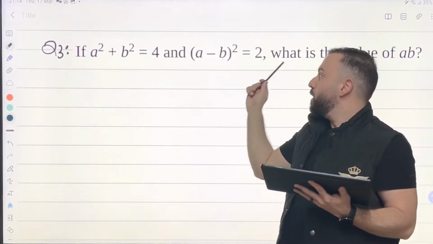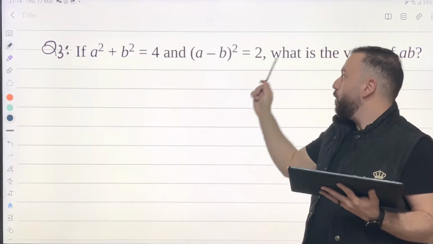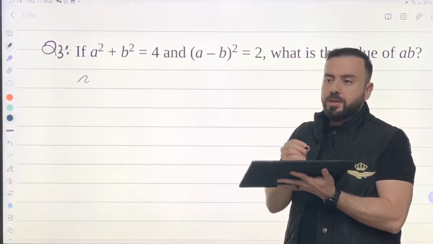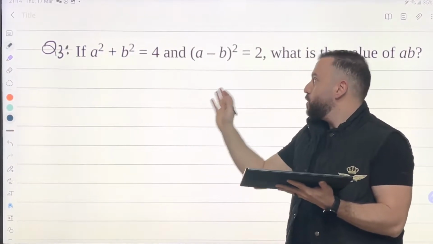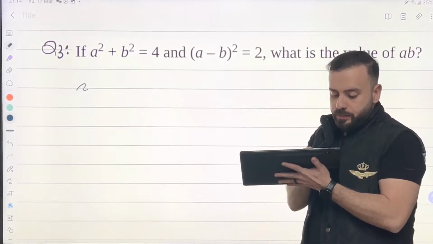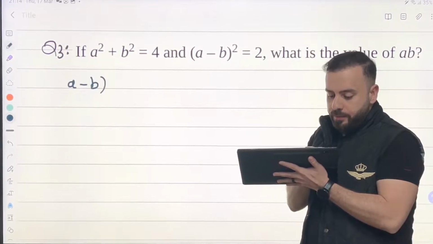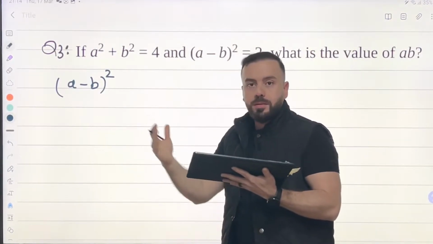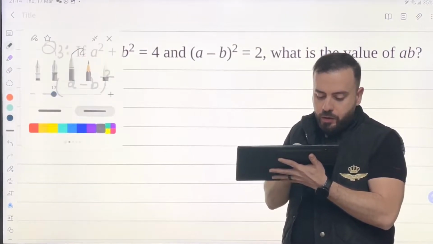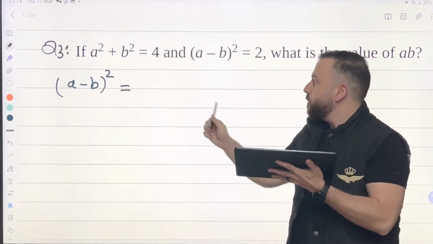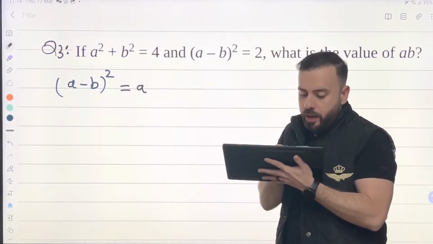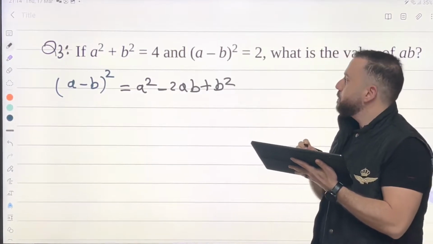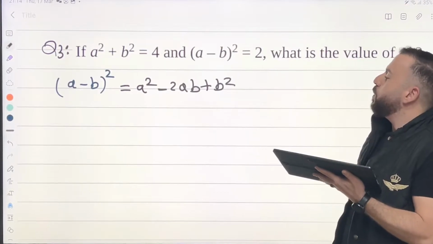One of the things that you can use in solving such a question is this rule, which is Pascal, but I'm not going to go deep. I'm going to make a shortcut for you. So a minus b all squared, how can I break this? Expanding. To expand this, that's going to be equal to a squared minus 2ab plus b squared.